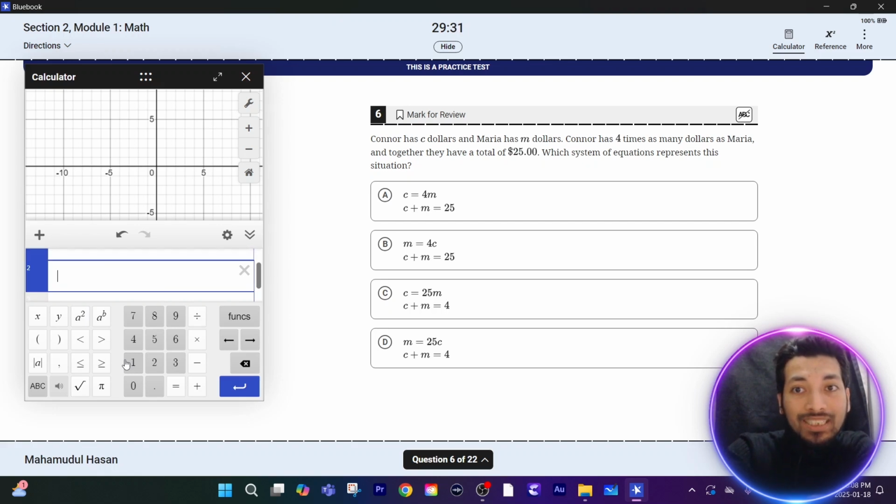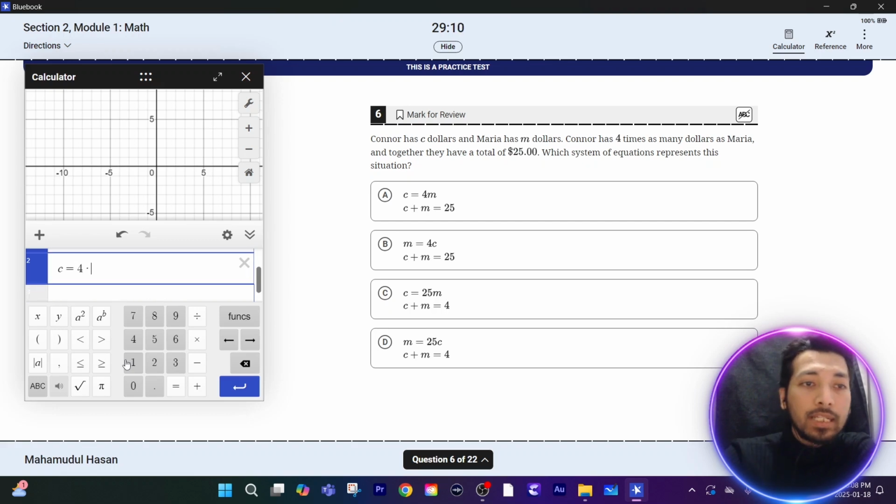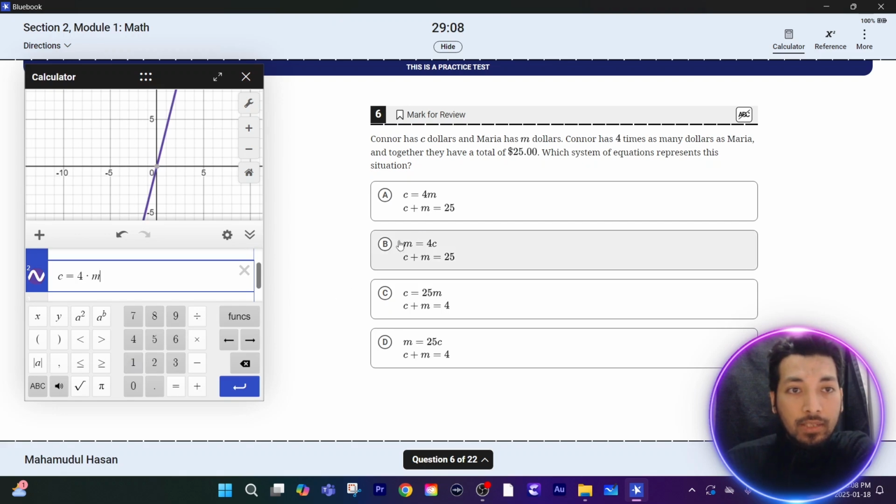And the second equation is: Connor has 4 times as many dollars as Maria. Any action verb in a statement represents an equal sign. So the word has represents the equal sign, 4 times as many dollars as Maria, that is M. So in this case, our equations are C is equal to 4M and C plus M is equal to 25.